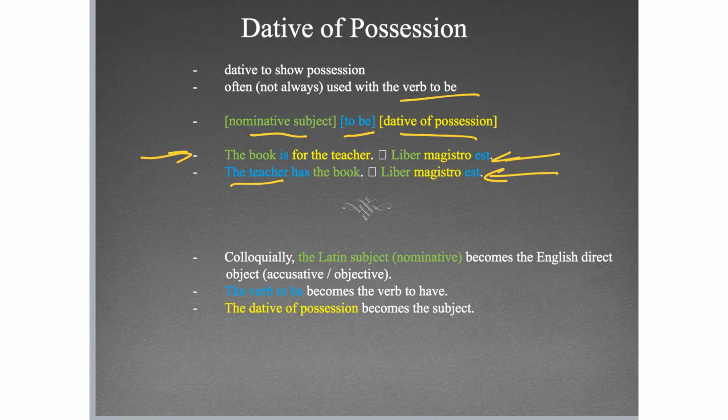You can say the book is for the teacher. It's a little awkward, especially in longer sentences. If you want, you can flip it around and make it a little more colloquial. The teacher has the book. So again, the dative of possession becomes the subject. The subject of the Latin becomes the direct object, and the verb to be becomes the verb to have. And that's explained down here. And again, the color coding is in place.